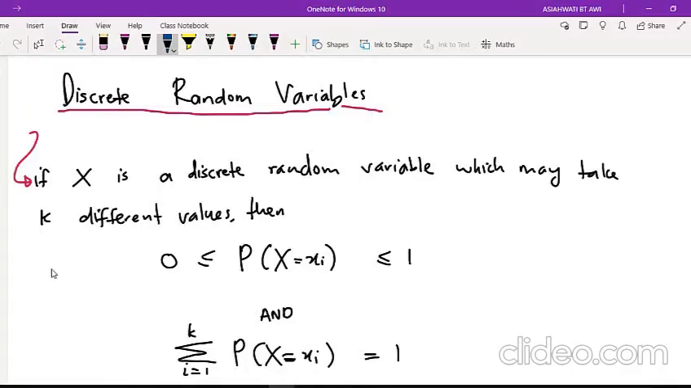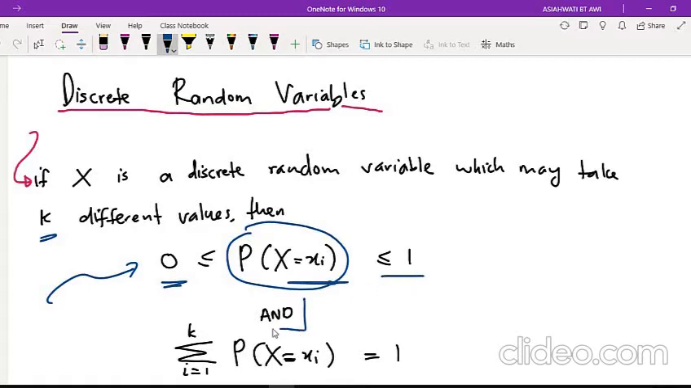In this video, we are going to discuss discrete random variables. If X is a discrete random variable, which may take k different values, then it needs to satisfy two conditions. First, the probability lies between 0 and 1. The minimum value for probability is 0, and the maximum value is 1. And the total of the probabilities, from 1 to k, is equal to 1.